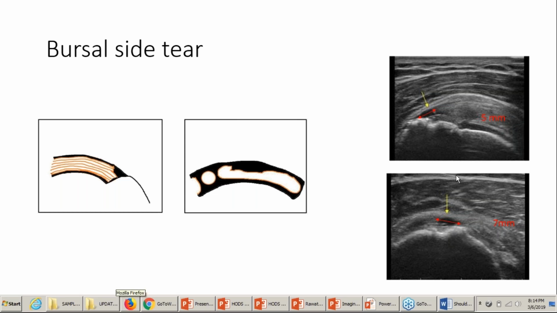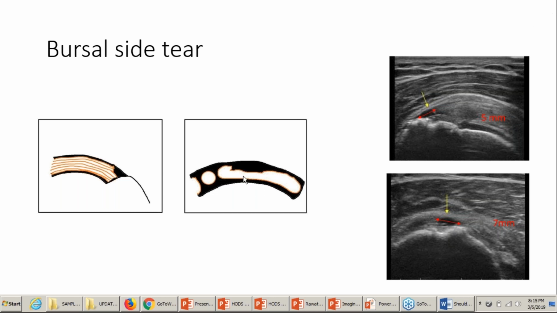There is sonographic evidence of a focal hypoechoic defect on the bursal side of the supraspinatus tendon near the insertion, measuring 5 millimeters by 7 centimeters. Okay. Yes, so this is how you write this impression for the bursal sided partial tear.